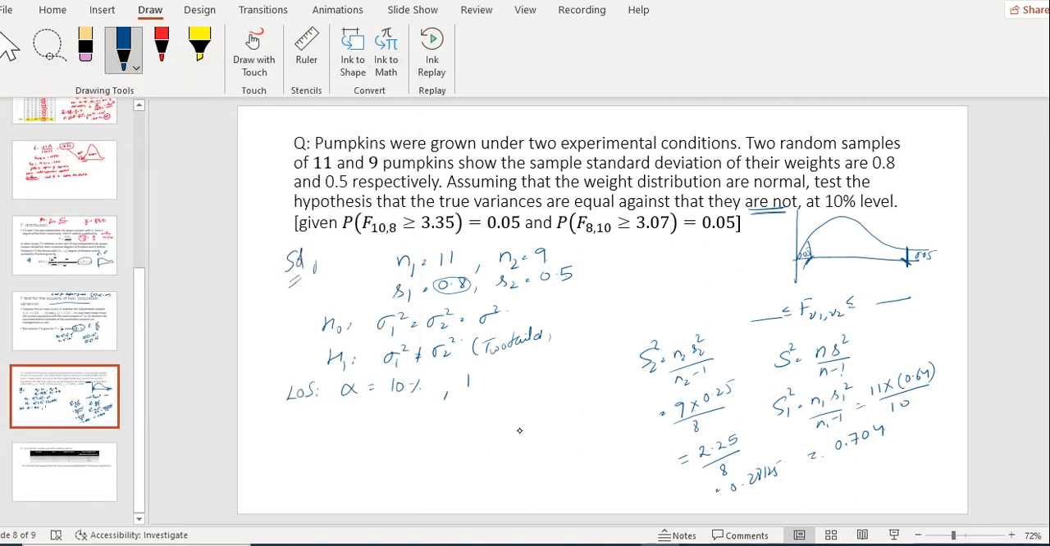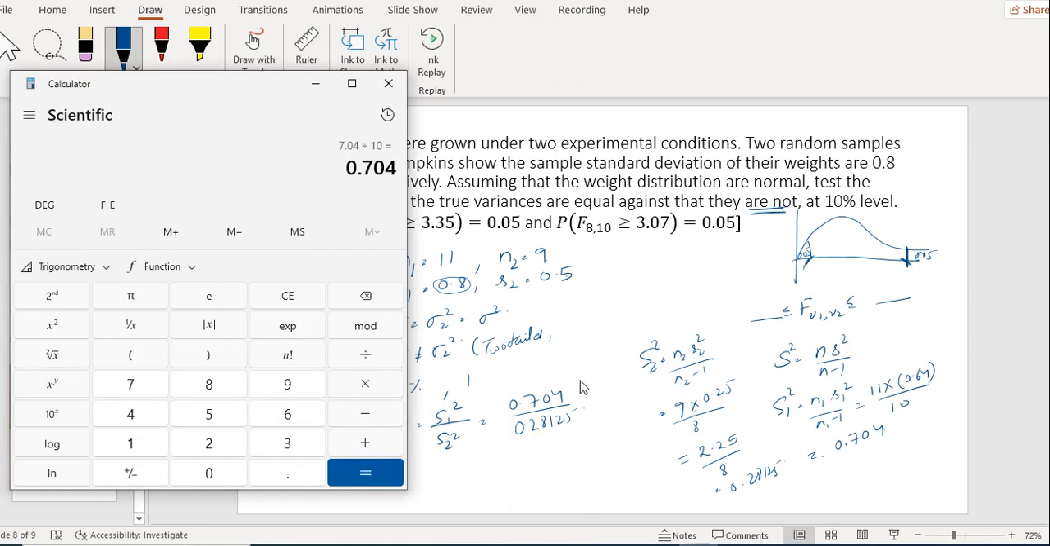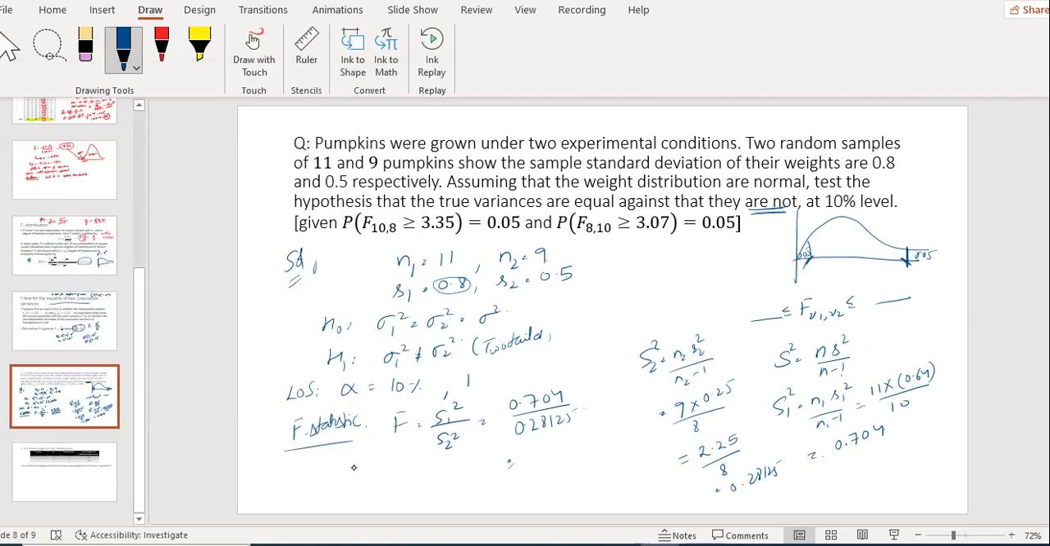Okay, so what is the value of the F statistic? The value of the test statistic, F, is equal to S1 square upon S2 square, because the value of S1 is more than S2. In this case we need to take the square value only, so it is 0.28125. So if I divide 0.704 by 0.28125, then its answer comes out to be 2.503. So the value of F comes out to be 2.503.